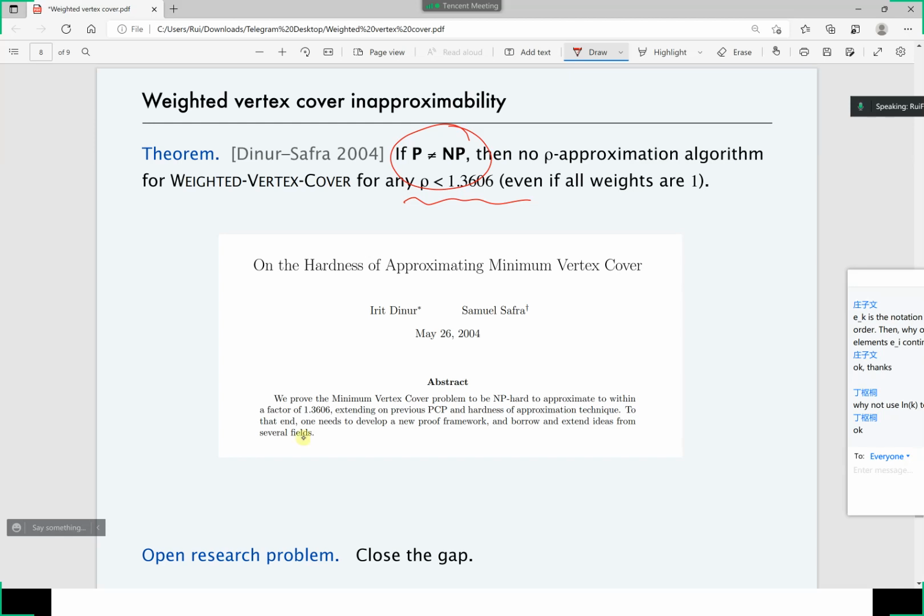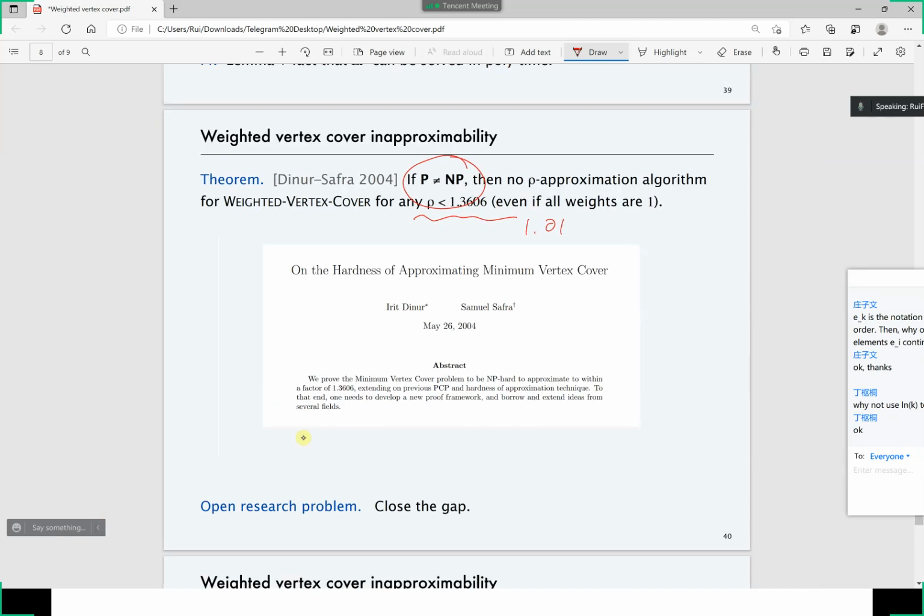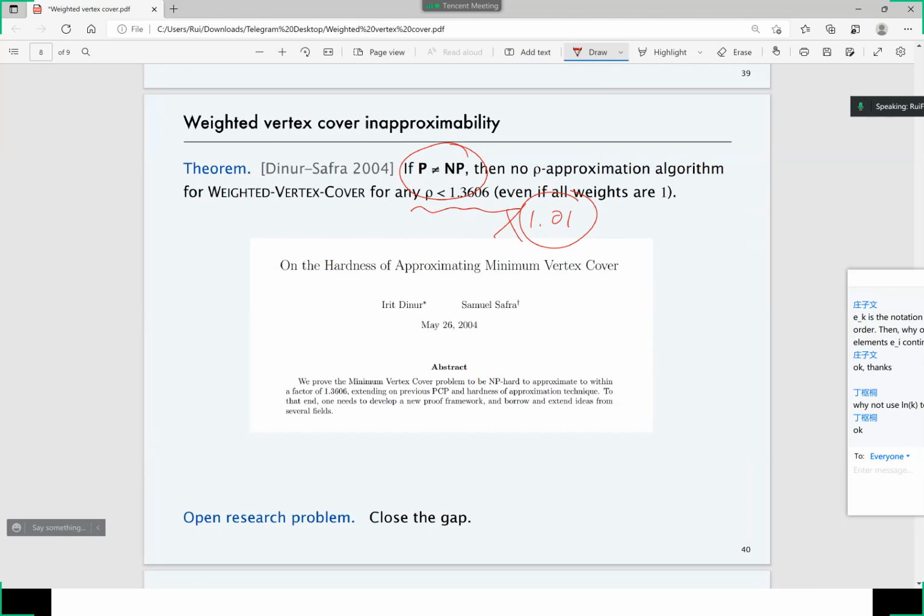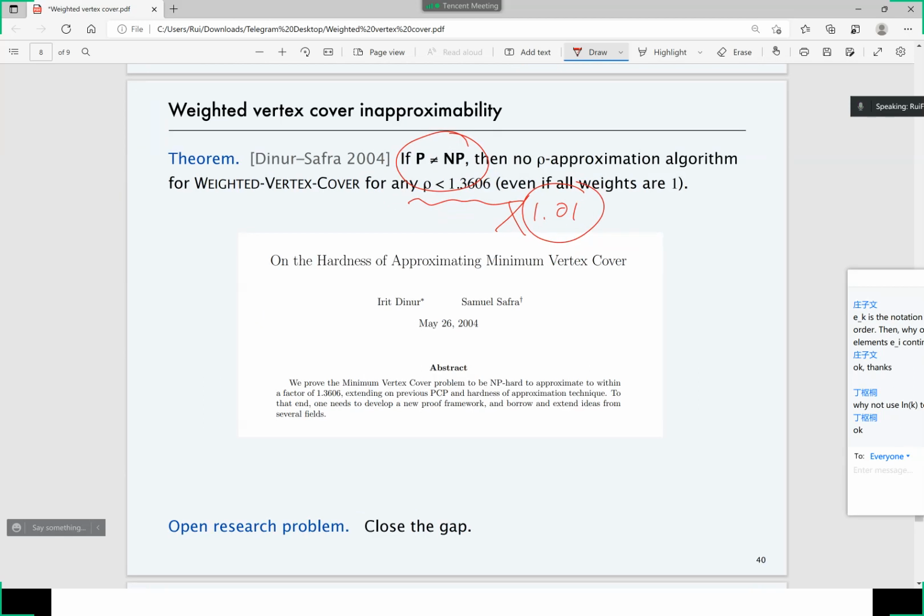But it turns out that you cannot make this approximation factor lower than 1.36 if P is not equal to NP. So it's not possible to find a 1.01 approximation. That approximation would mean that your solution is only 1% larger than the smallest, but this result shows that you can't do that if P is not equal to NP. However, even with this result, it might be possible to find a 1.5 approximation. A 1.5 approximation is better than what we have now, and it doesn't contradict this lower bound.